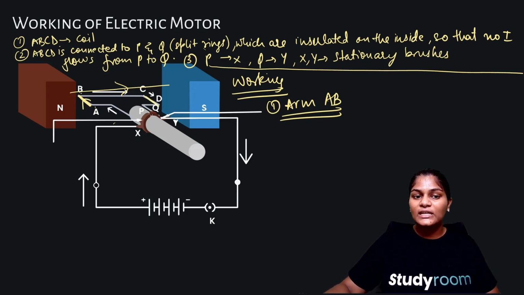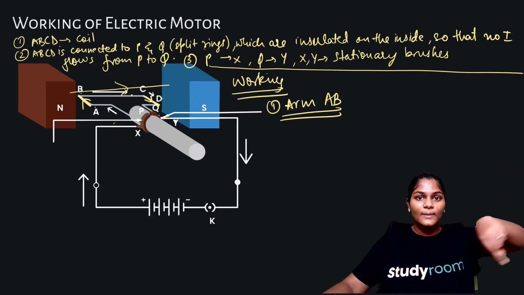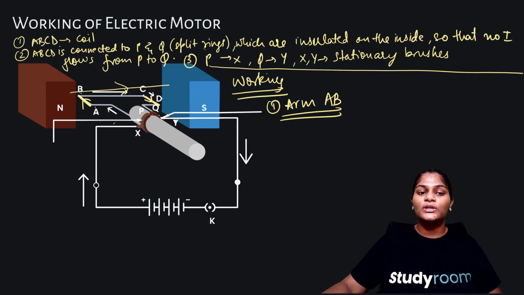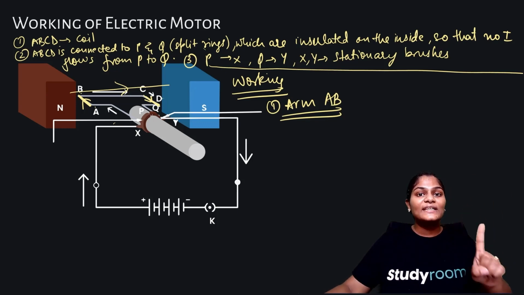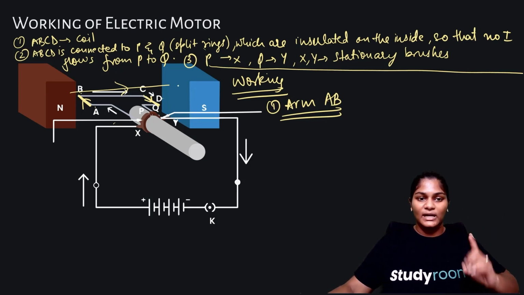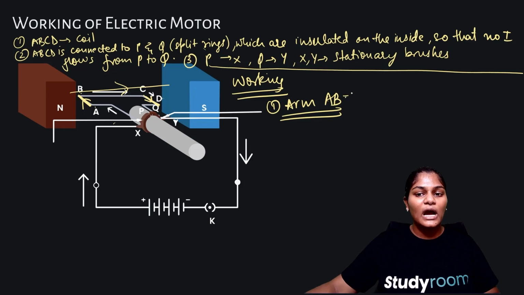And in arm CD, which direction is the current going, C to D or D to C? It is going like this because it's a coil, right? The current is going in a complete circular motion, right? So it goes from C to D. That is something you have to keep in mind. Okay, so now we look at arm AB.